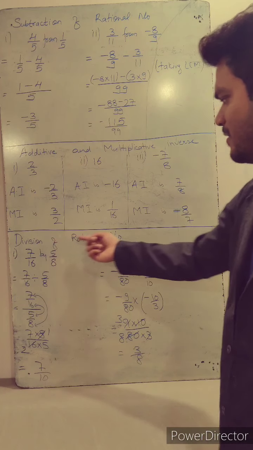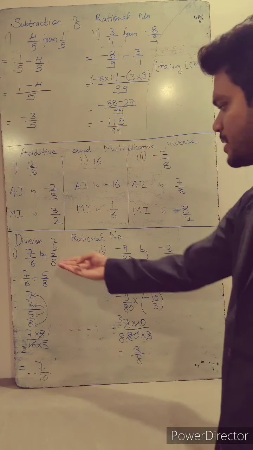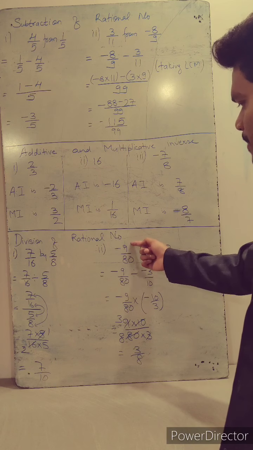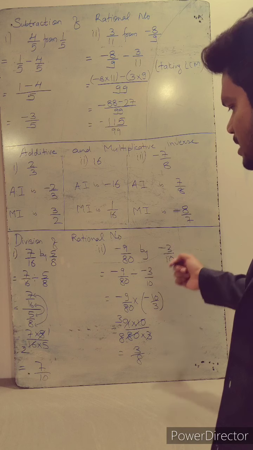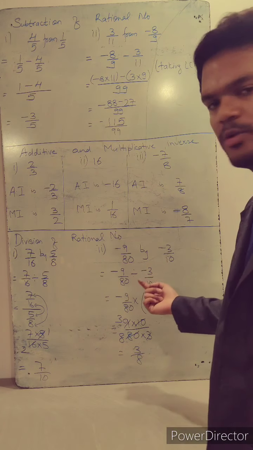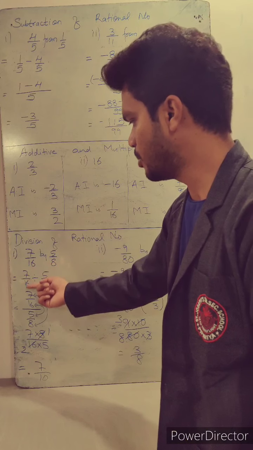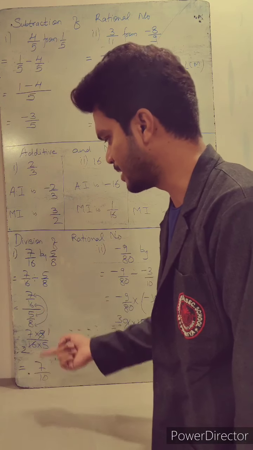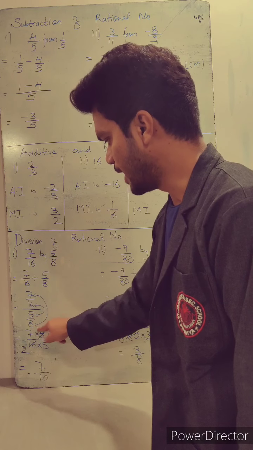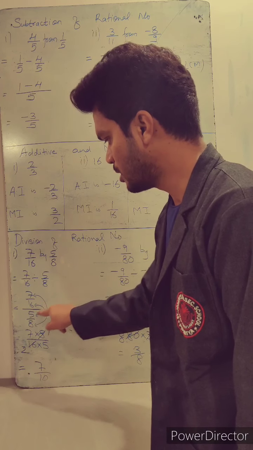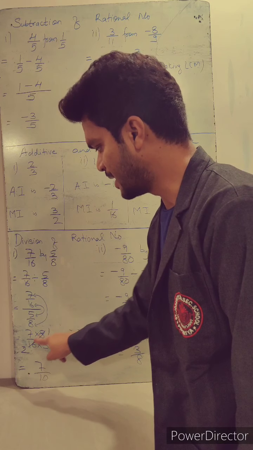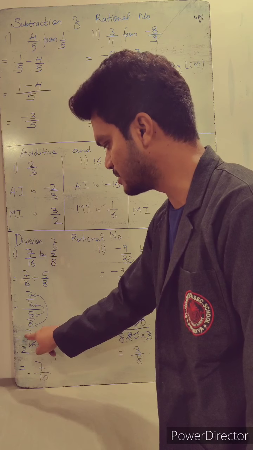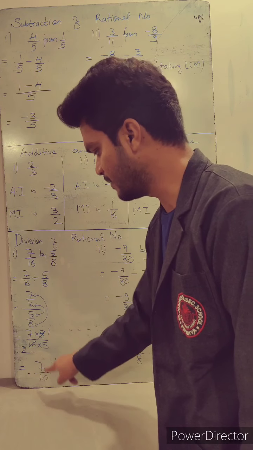Now we will learn the division of rational numbers. We have taken two examples. First one is 7 upon 16 divided by 5 upon 8. Second one is minus 9 upon 80 divided by minus 3 by 10. I have solved these two questions by two different methods. First one is 7 upon 16 divided by 5 upon 8. Interchanging the positions, 8 into 7 upon 5 into 16. 8 and 16 are divisible by 8. 8 1 time 8, 8 2 times 16. Final answer is 7 into 1, 7, 2 into 5, 10.